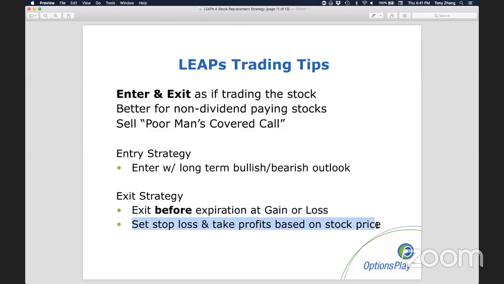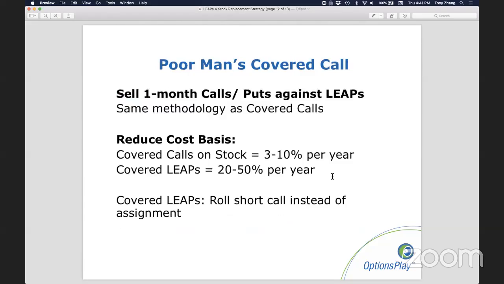You want to set stop losses and take profits, again, based on the stock price, not based on the option price, because you should really think of these as a proxy for the stock, not necessarily as an options trade. And these are really only for those of you that have longer term bullish or bearish outlooks on an individual stock, sector, or specific market that you can trade an ETF with.